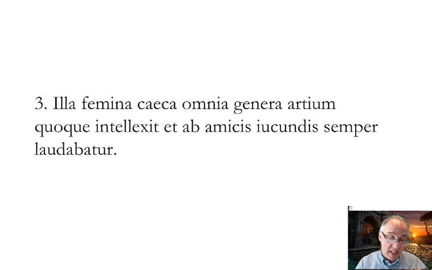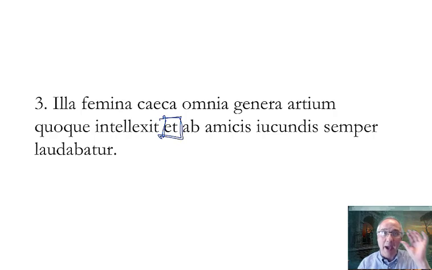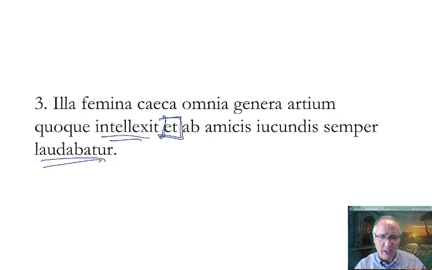Number 3. Illa femina caeca omnia genera artium quoque intellexit, et ab amicis jucundis semper laudabatur. So let's break this up with this big et here. Well, it's a little word, but it's a big et. It has big impact. It means these are two different sentences. Not always, but having read this through, I recognize that there are two verbs, intellexit and laudabatur. So the fact that there's an et in between them means they're essentially two separate sentences, so we can treat them one at a time.